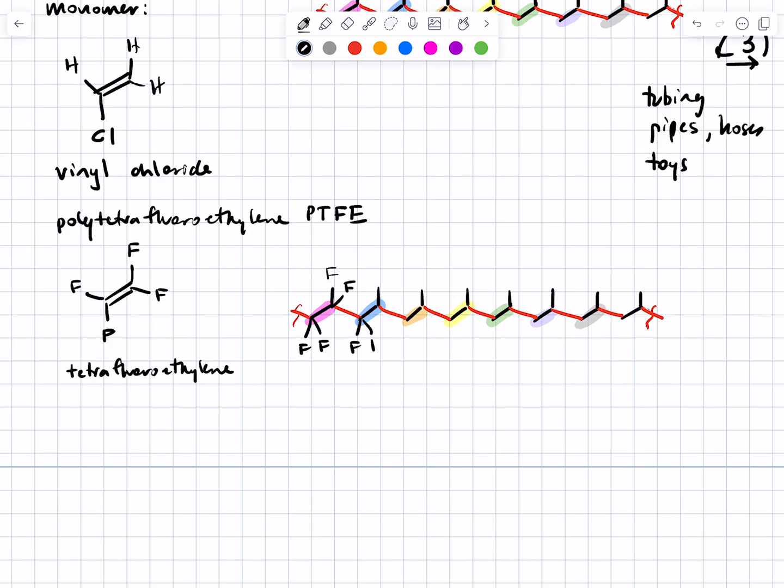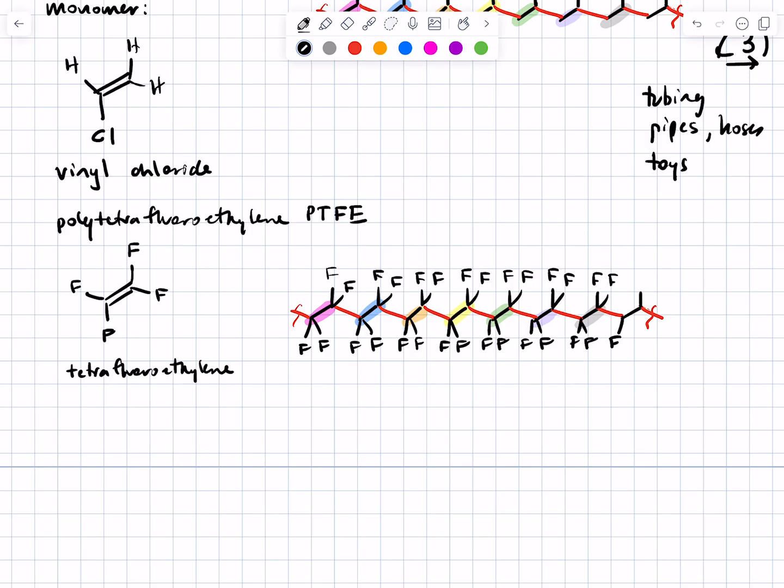So PTFE, or polytetrafluoroethylene, man, I'm wishing that I didn't draw the polymer quite so long. All of these carbons have two fluorines on them. It's as though the polymer is encased in a sheath of fluorine. How does that change the properties of the molecule?